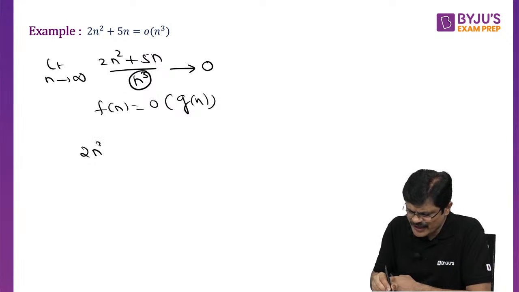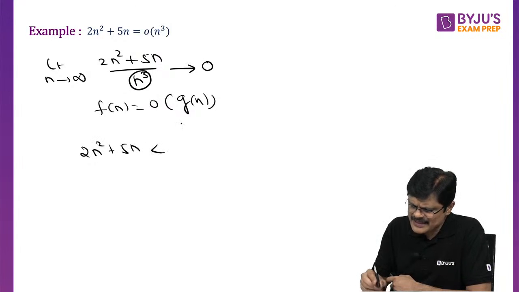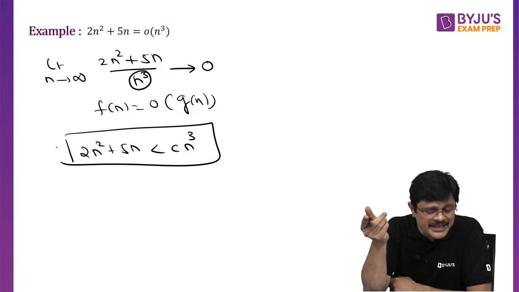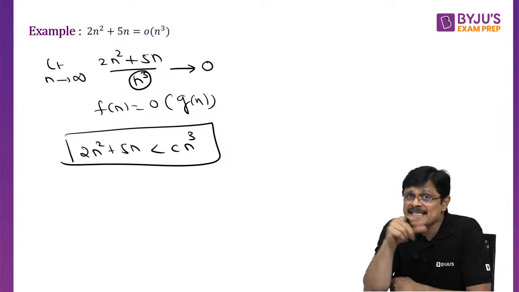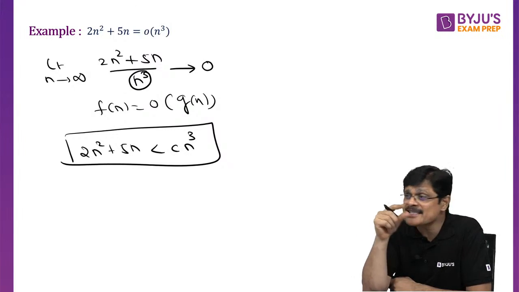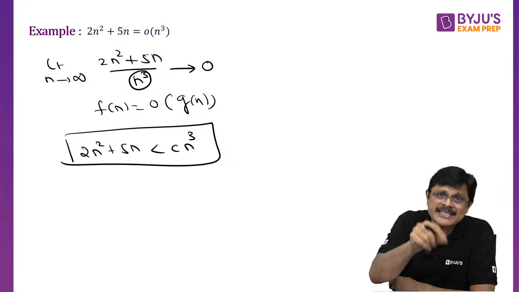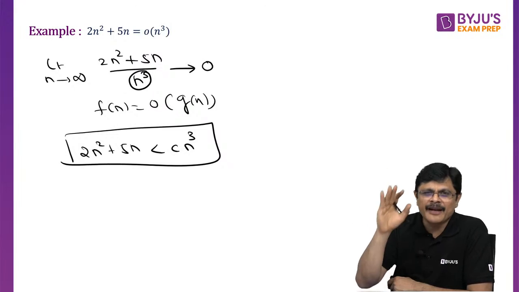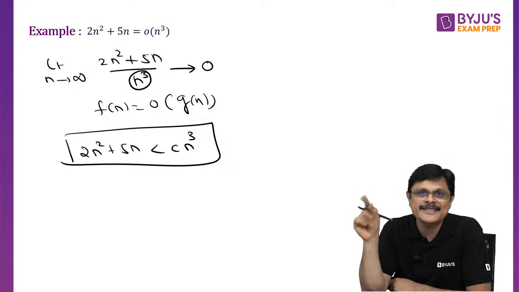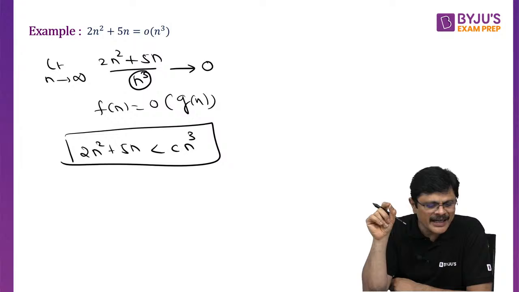That is, 2n square plus 5n is less than some constant times n cube. Depending on the constant, the n value changes. For every C, the same n naught is not there. That is a misunderstanding. For every C, can we use the same n naught? No. For every C, we can find an n naught. For everyone, there is someone. Hope you understand.